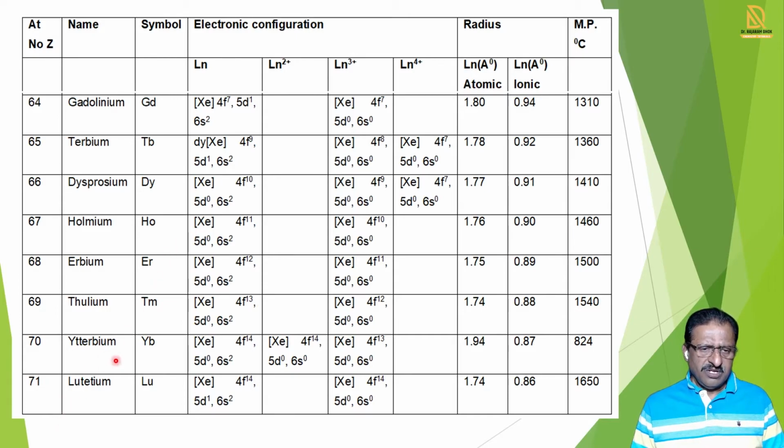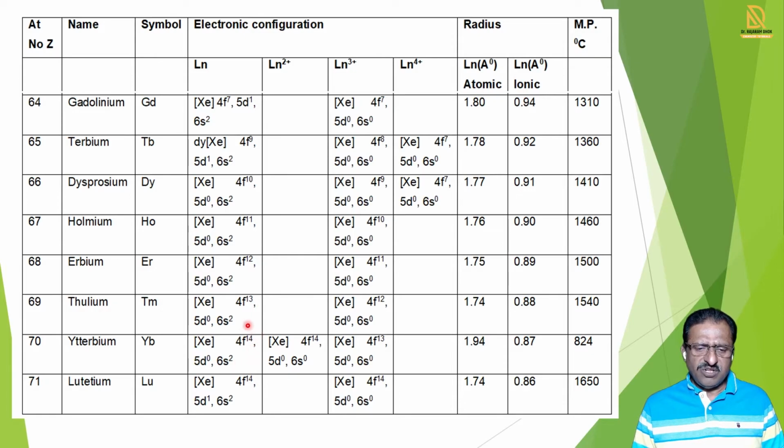So here this Dy, that is some printing mistake. Then dysprosium, 4f10, 5d0, 6s2. Again you see here, the 5d contains 0 electrons, and that electron is transferred to the f orbital. Then holmium, 4f11, 5d0, 6s2. Then erbium, 4f12, 5d0, 6s2. Thulium, 4f13, 5d0, 6s2. Ytterbium, 4f14, 5d0, 6s2.